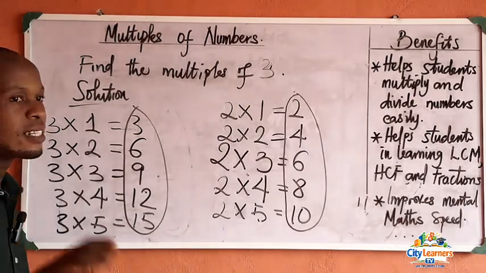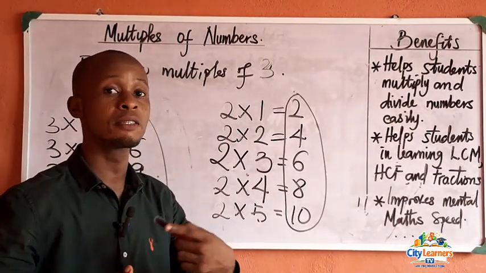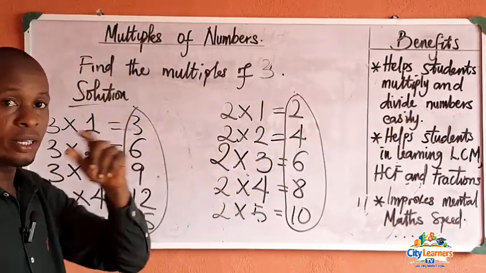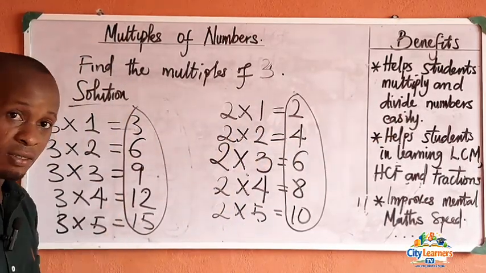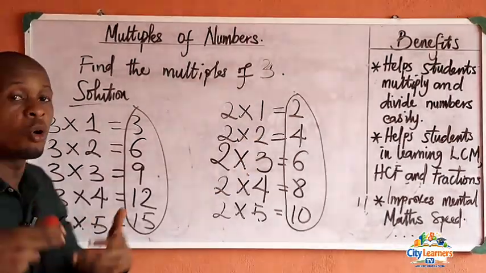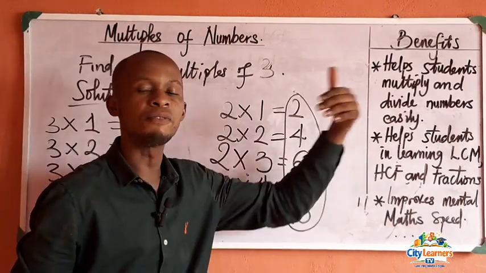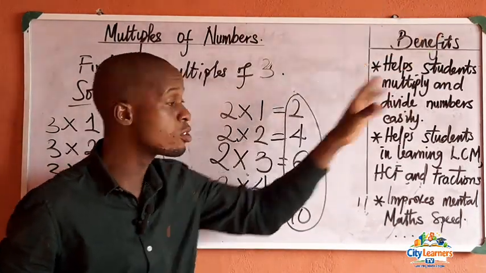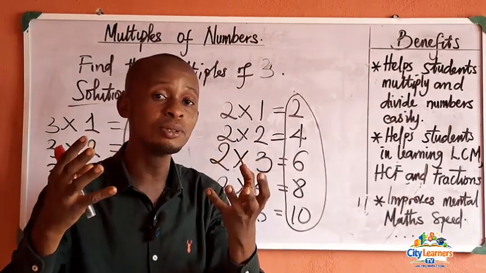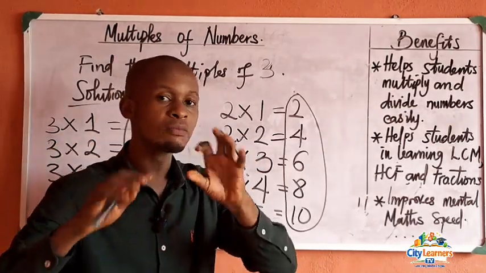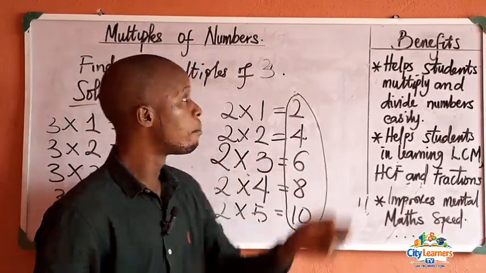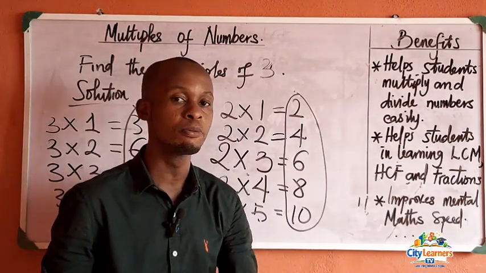So I want to end this class here. You can do more practice by yourself using several other examples. I have given you an example on the 1 multiplication table, the 2 multiplication table, and the 3 multiplication table. On your own, you can go to 4, 5, 6, and find their multiples using the same method. So this is how multiplication tables are created. In other words, a multiplication table is the same thing as multiples of numbers.